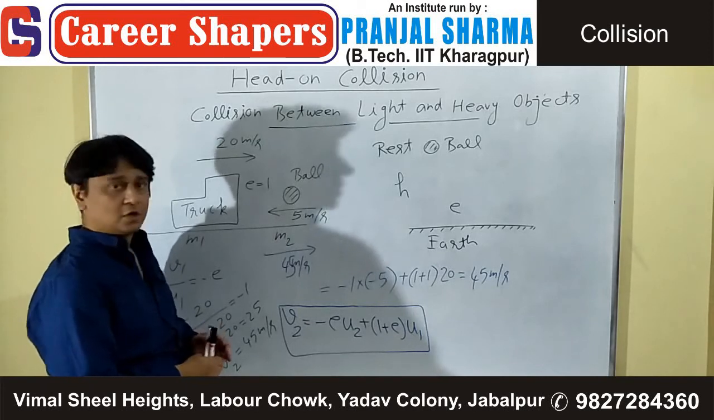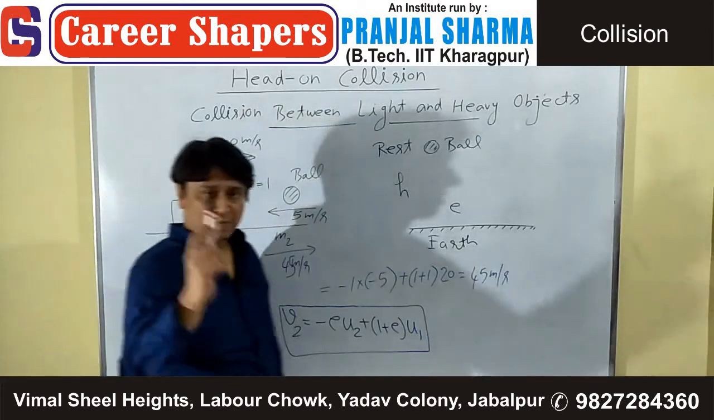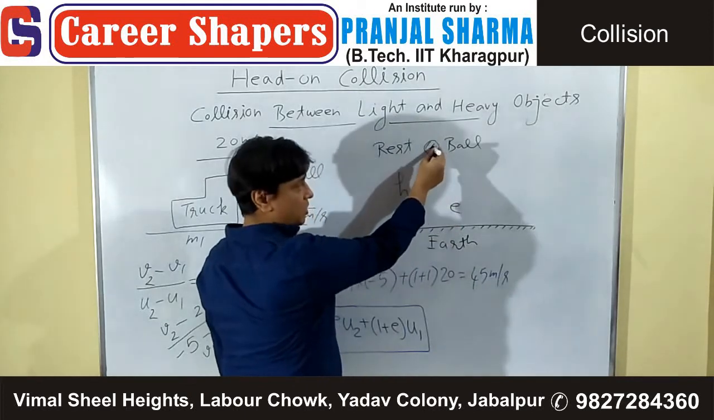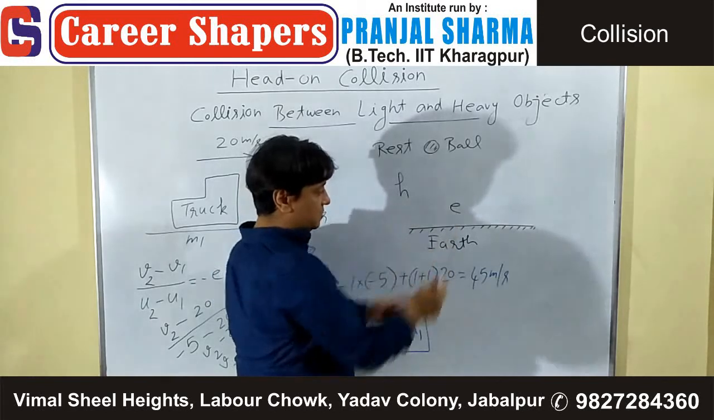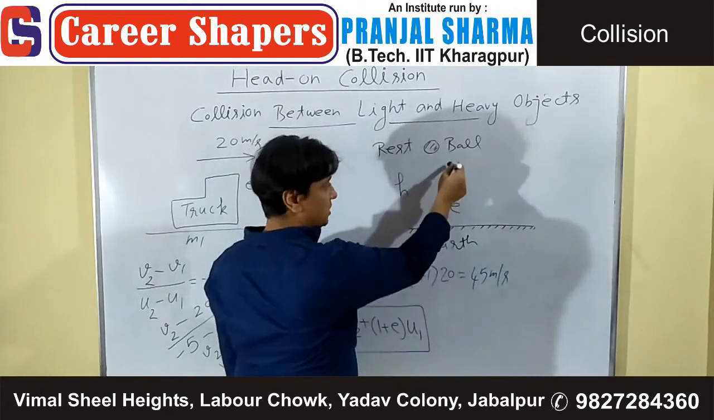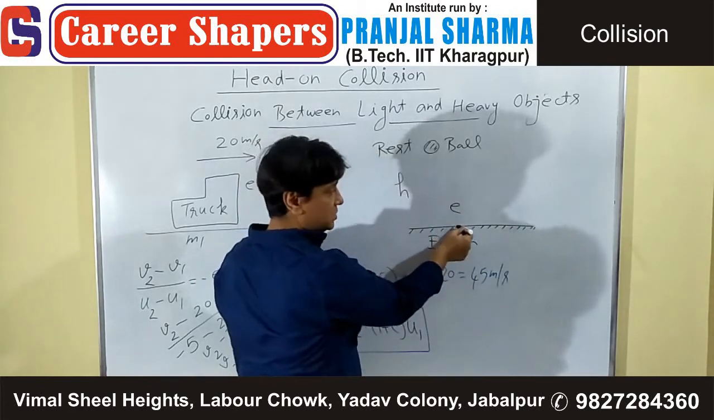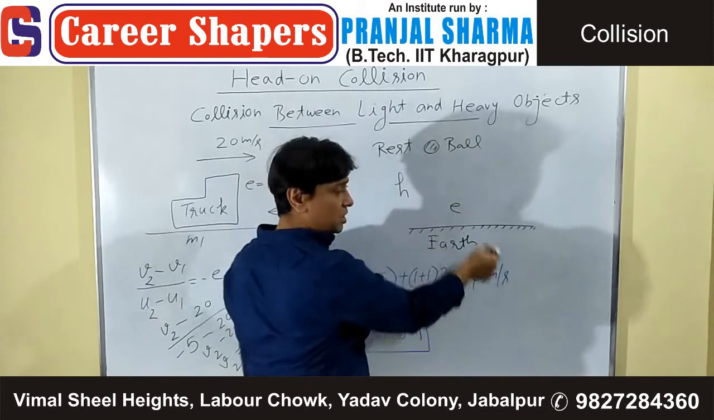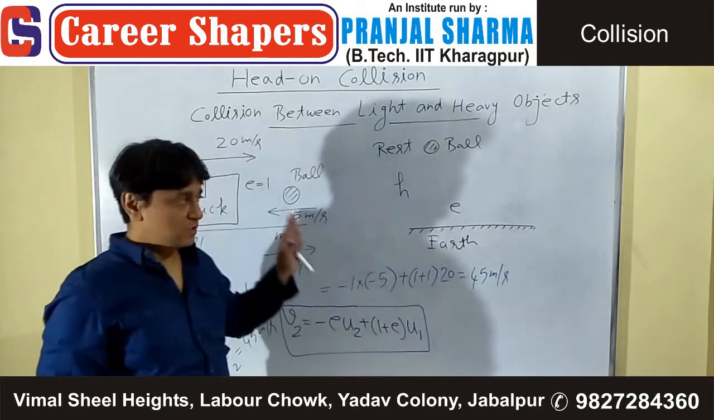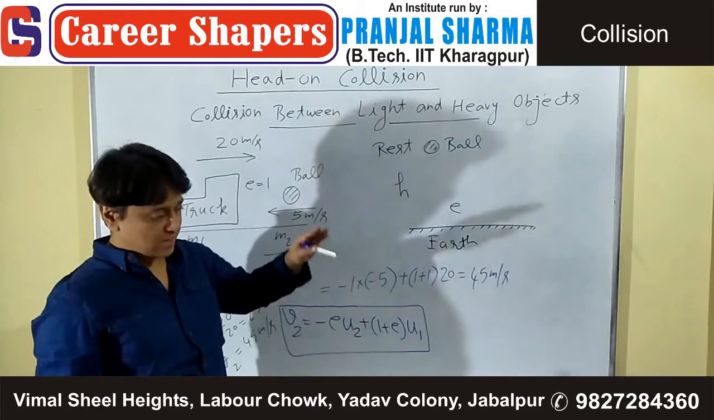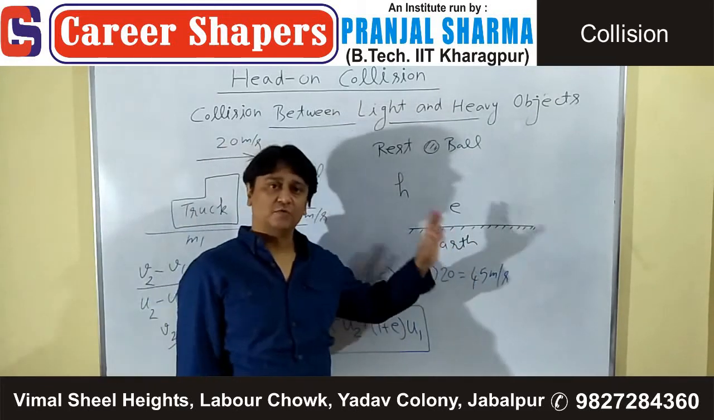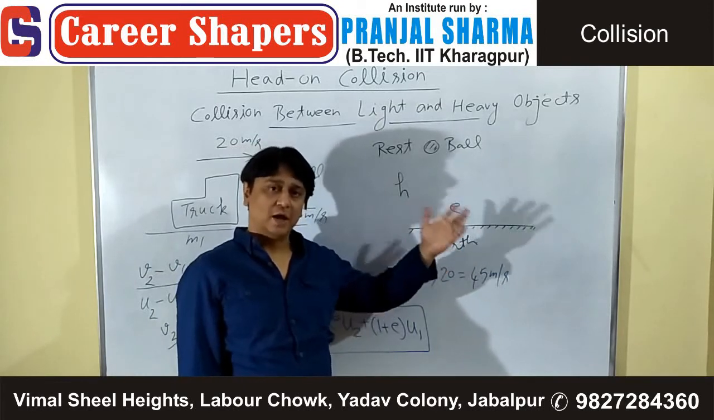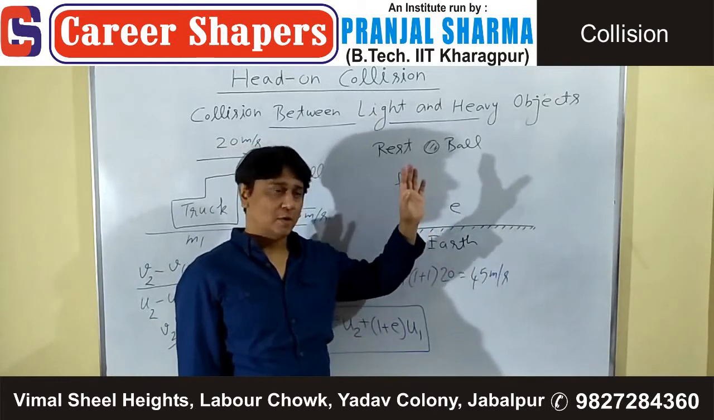What do I mean by first collision? This ball, when you drop it, it will collide with Earth, it will bounce back. First collision. It goes up, comes back down, second collision. Goes up, comes back down, third collision. It will keep on colliding, it will keep on bouncing. We are interested in things after first bounce. And then we'll see for other bounces.